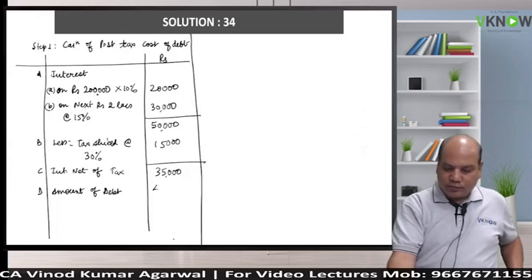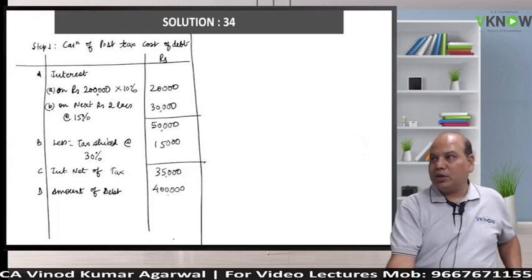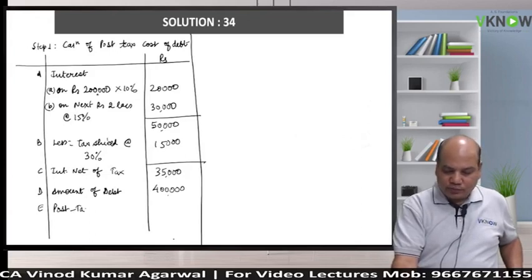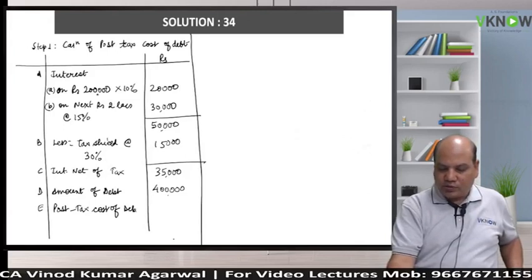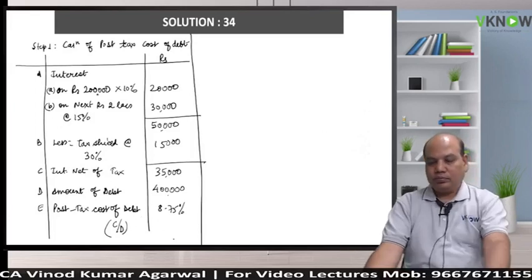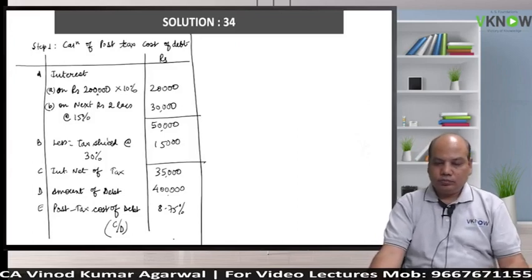4 lakh. In order to raise 4 lakh, you are paying 35,000 rupees net of tax. So, therefore, post tax cost of debt. Apply common sense. You are paying 35,000 for 4 lakh rupees. C by D into 100. Student will answer 8.75%. Is it right?